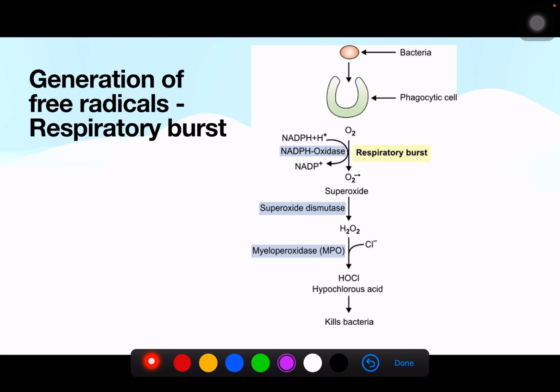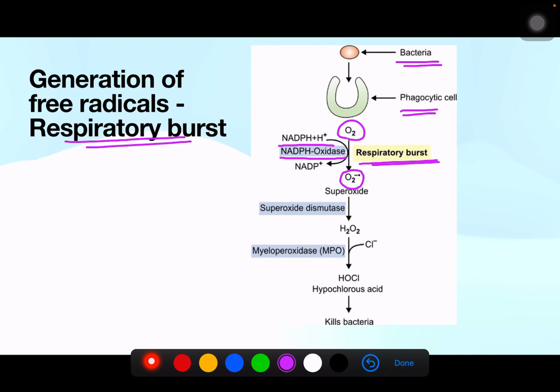Now what is respiratory burst? Whenever bacteria enter a phagocytic cell, a macrophage, what happens? The oxygen gets converted to a superoxide anion radical. This is the respiratory burst. This is due to the enzyme NADPH oxidase. So NADPH oxidase is involved in the formation of free radicals.